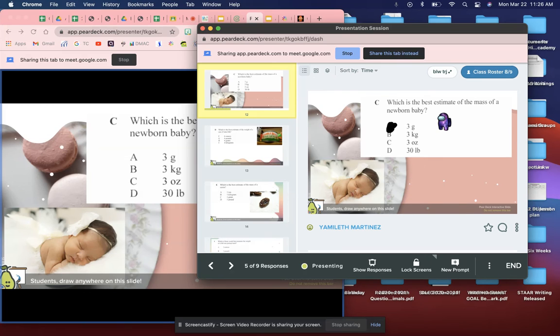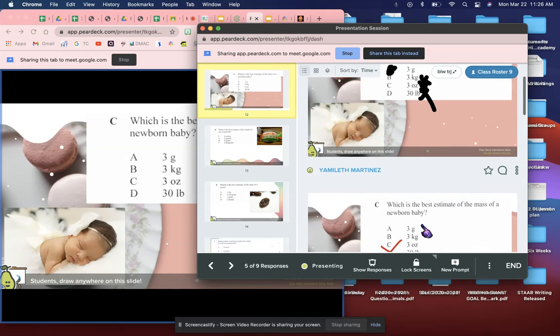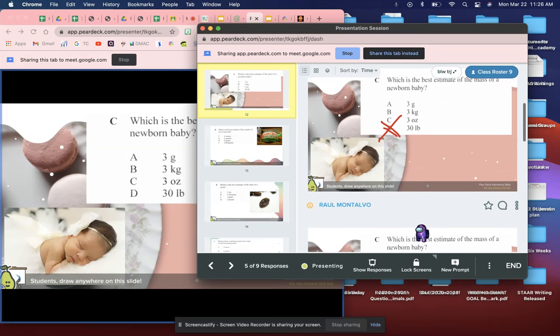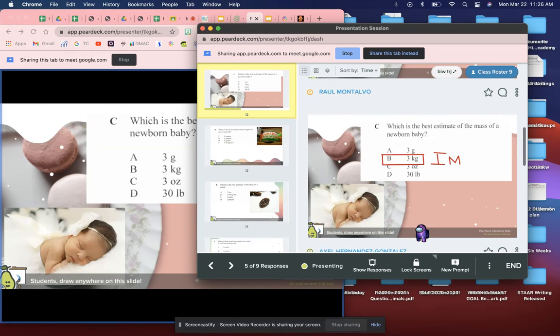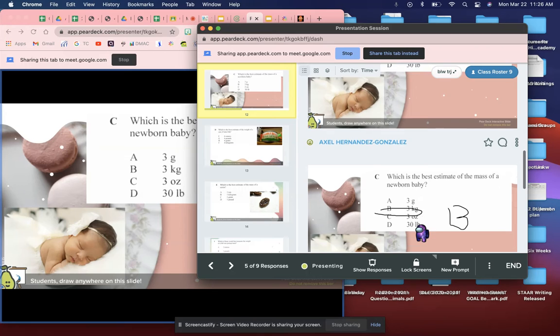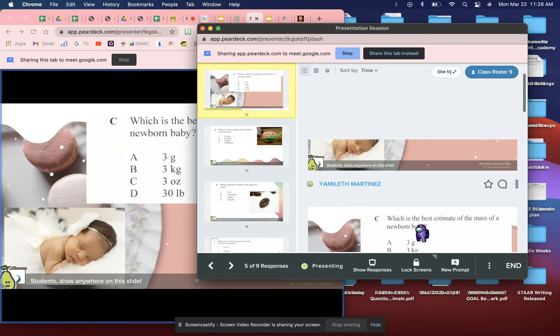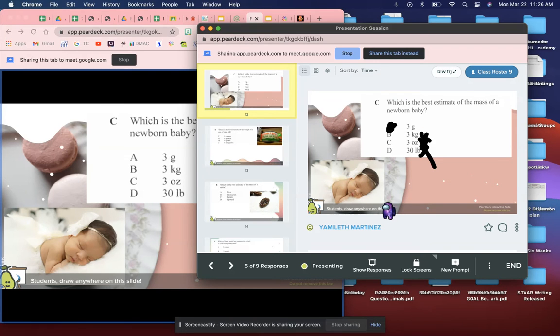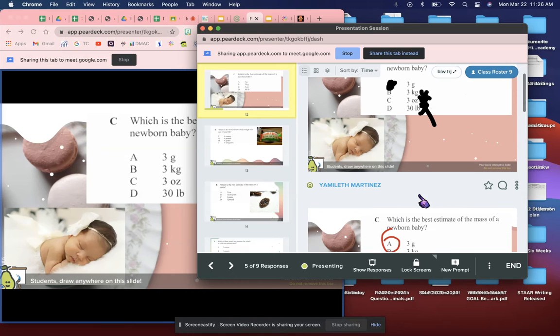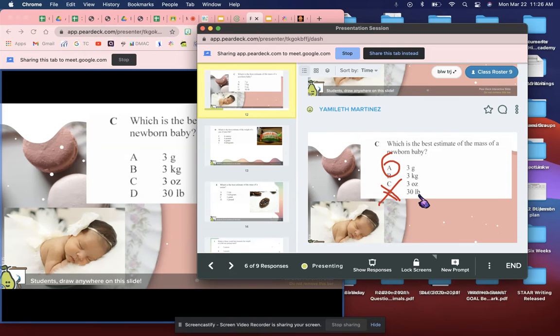How would we measure the baby? What would be the measurement of the baby? The A? You think it's A? Yeah, because the babies are not heavy. They're not heavy, okay. So, Jamilet, you already answered. Jasmine said C.